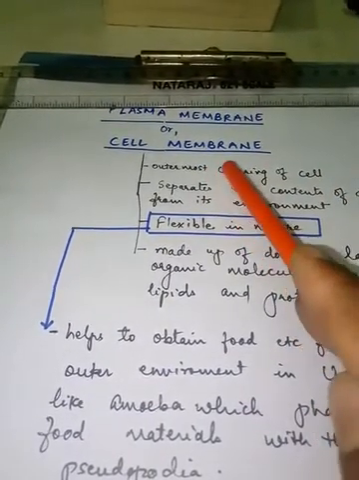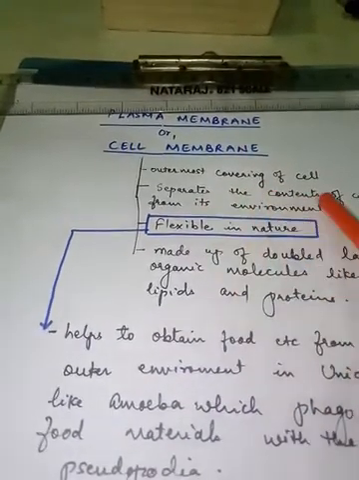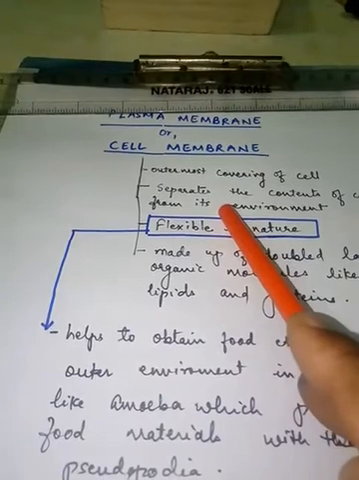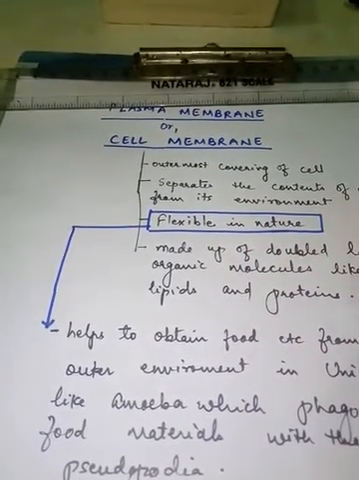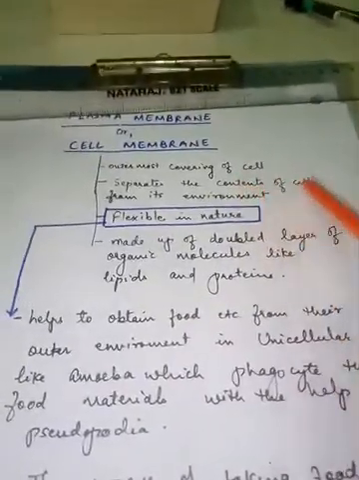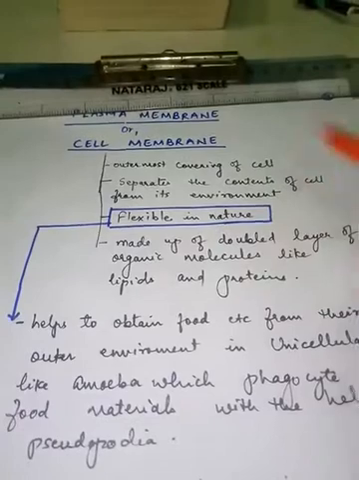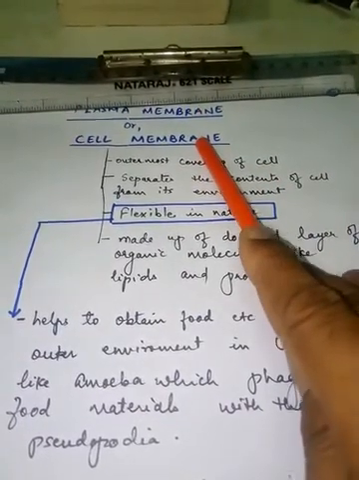Now, another important fact about cell membrane or plasma membrane is that it separates the contents of the cell from its environment. Contents of the cell means whatever things which are present inside the cell remains separated from the things which are present outside the cell through this plasma membrane only.